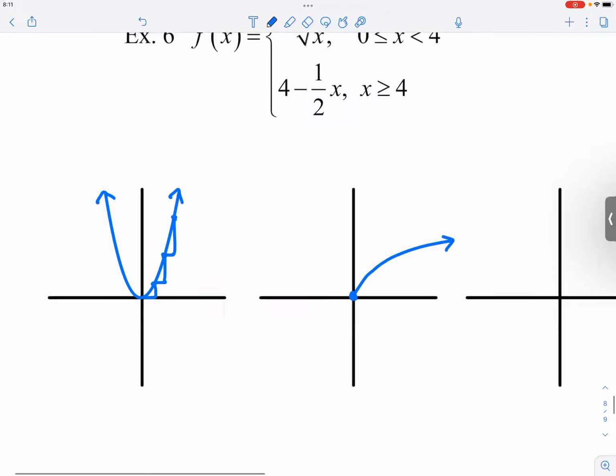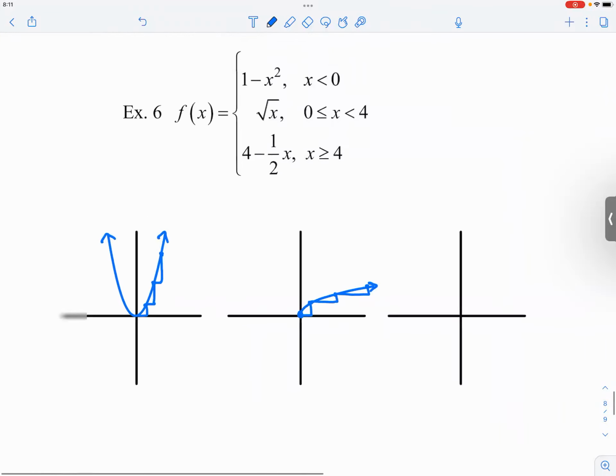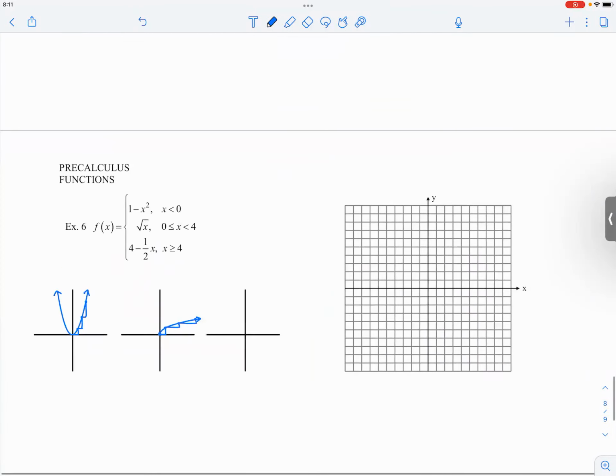Because if you know how to do that, then you also know how to do the square root graph, because it's really the same thing. Right 1, up 1, and then right 3, up 1, right 5, up 1. The inverse of the quadratic. And then you know the linear function, y equals mx plus b. So we have three different regions.